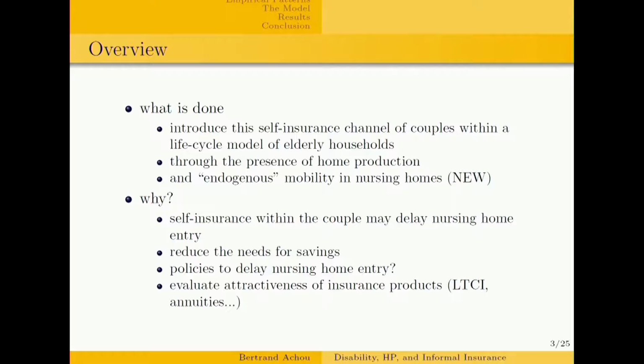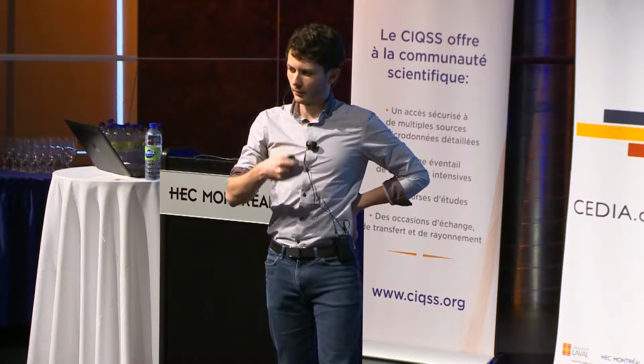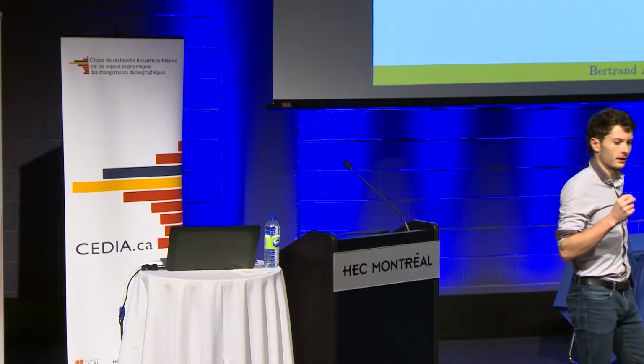And the way I do it is through the presence of home production. As you're going to see, when you look at home production of retired households, when you have health shocks, the time spent on home production by one of the members falls a lot. But the reaction of usually the healthy spouse is to increase in some way its own production as well. So it's a way to look at how people are able to perform instrumental activities of daily living throughout their life course. So that's why I introduced this.